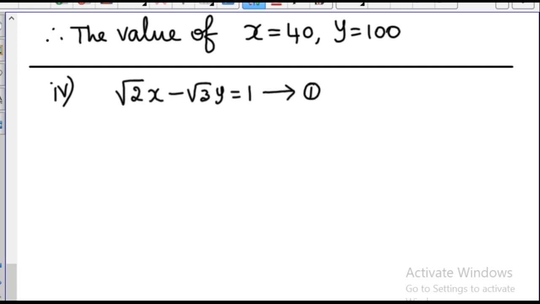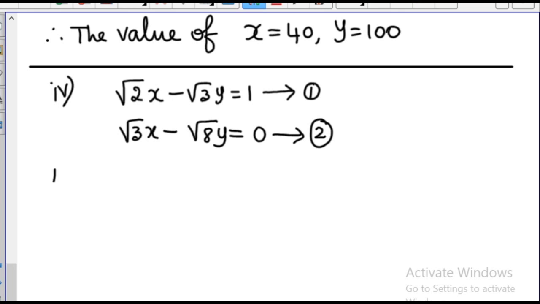Then the second equation is root 3x minus root 8y is equal to 0. This is equation number 2. In these equations, we can choose any one equation. Okay, we can choose the first equation. What is that? Root 2x minus root 3y is equal to 1. In this you can choose x or y, any value.